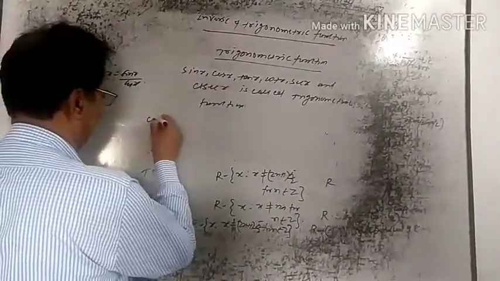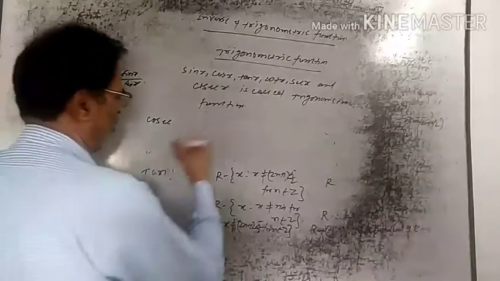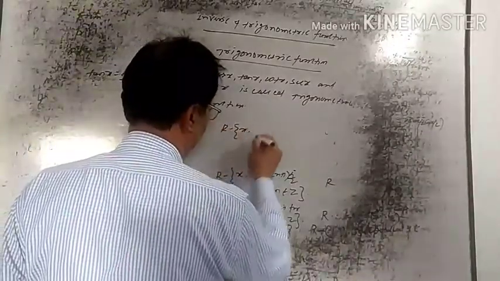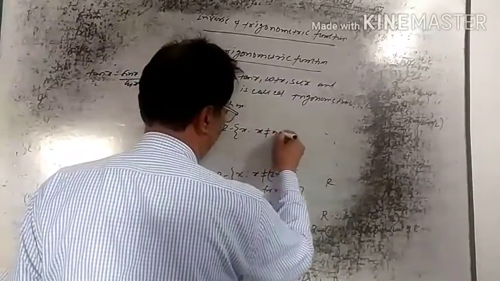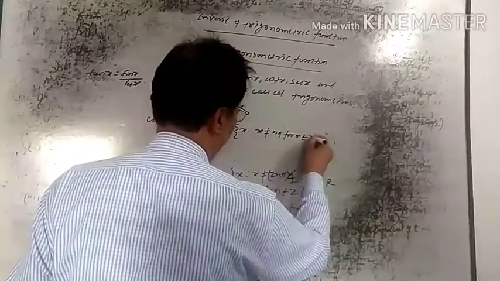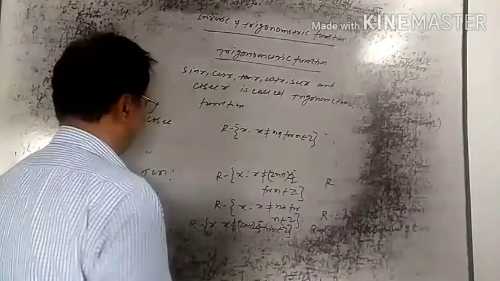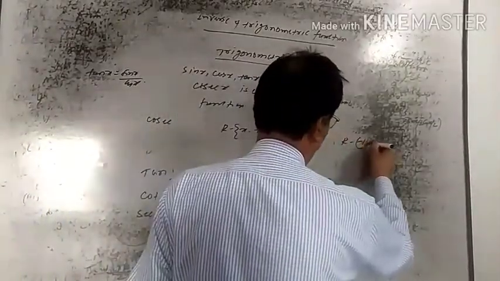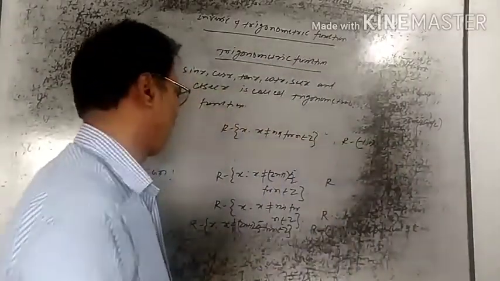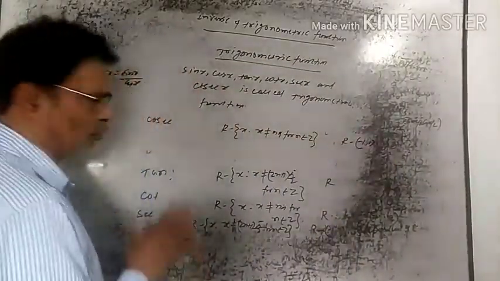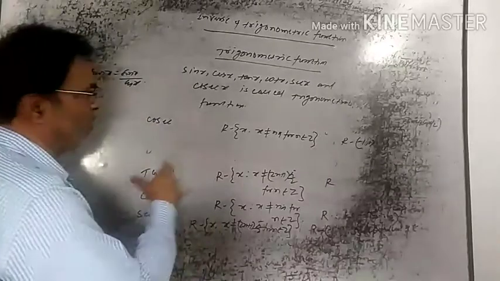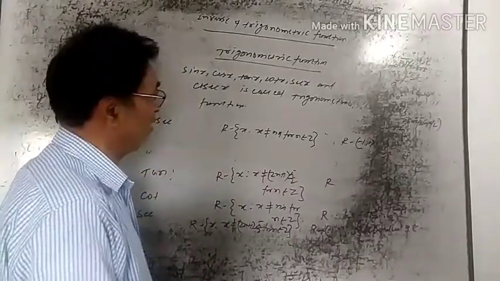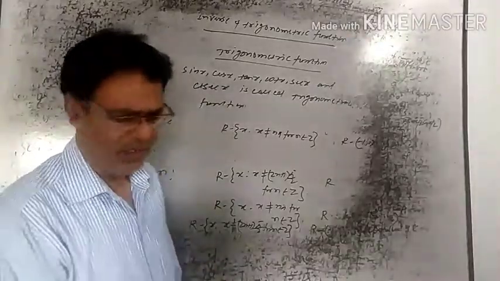The last trigonometric function is cosec. The domain of cosec function is R minus x such that x is equal to n pi for n belongs to Z, and the range of cosec function is R minus the open interval minus 1, 1. So this is the domain and range of trigonometric function. But what is inverse trigonometric function?